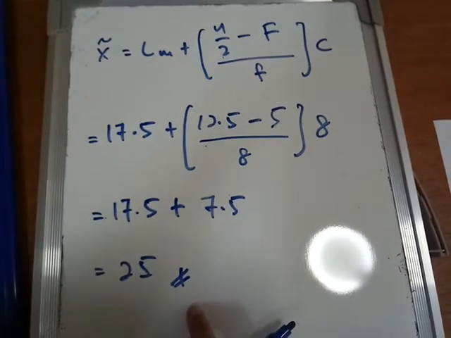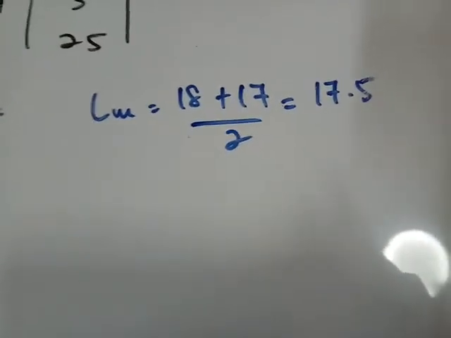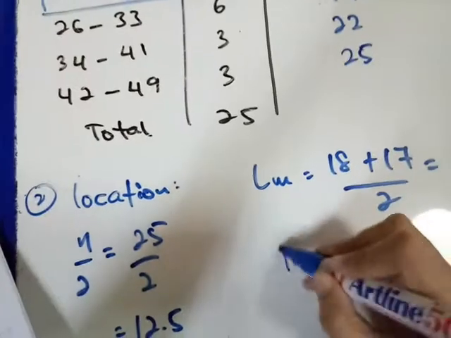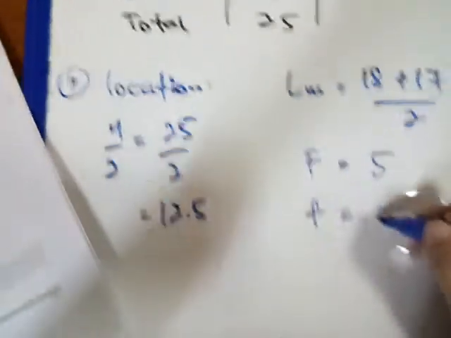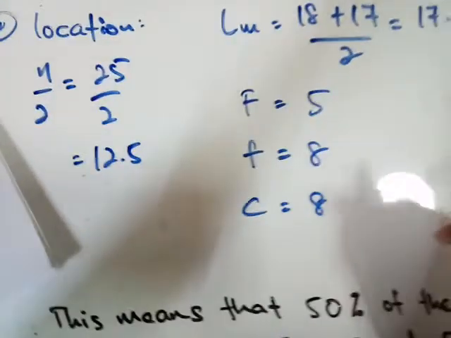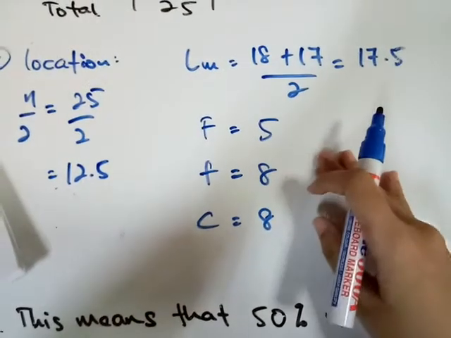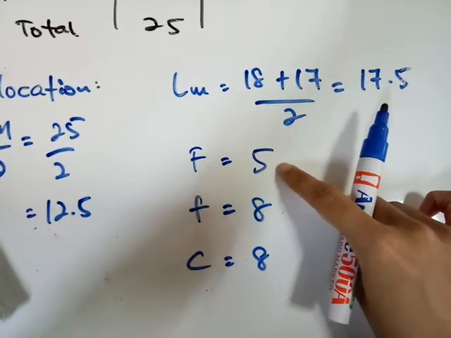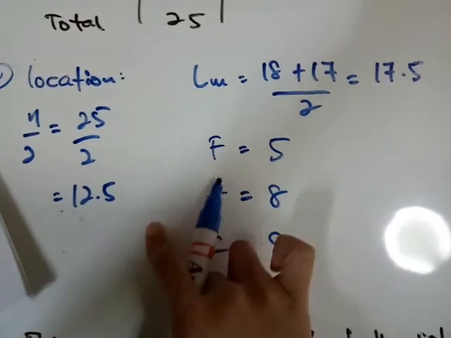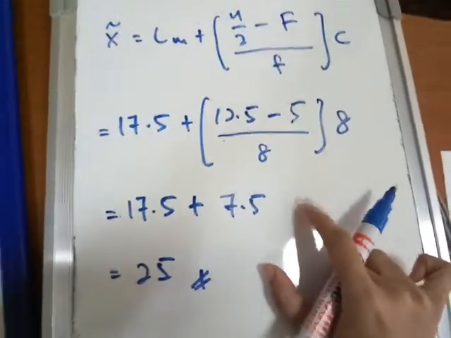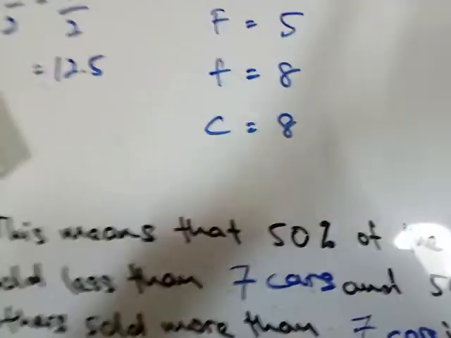Can you understand? So capital F, the cumulative frequency before the median class, is 5. Small f, the frequency of the median class, is 8. Then the class size is 8. If you feel confused, list them first: what the lower boundary is, capital F, small f, C, and n divide 2, the location. Then you can substitute into the formula. This is the median for group data.